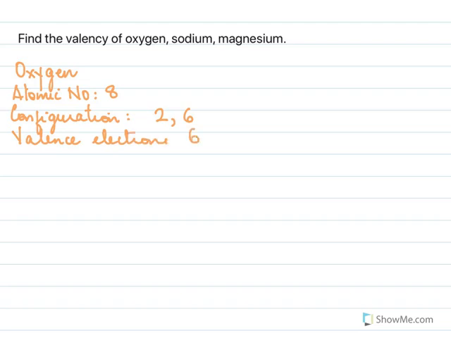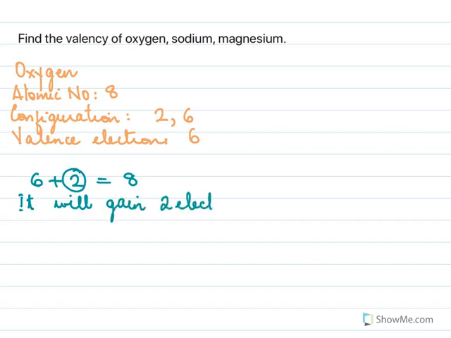Now to gain stability, it has to gain 2 more electrons, because 6 plus 2 is 8. So it has to gain 2 electrons. So it will gain 2 electrons. Hence valency is 2. Of course, it becomes an anion. It's an anion, so it's got a negative charge.